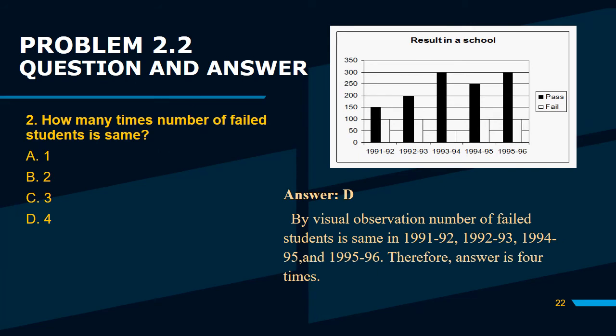For the second question, how many times is the number of failed students the same? Based on the chart that was given to us, by visual observation, the number of failed students is the same in 1991 to 1992, 1992 to 1993, 1994 to 1995, and 1995 to 1996. Therefore, the answer is 4 times, which is letter D.